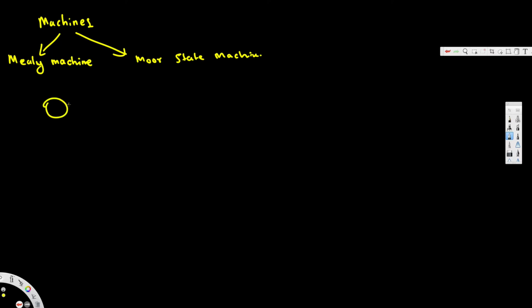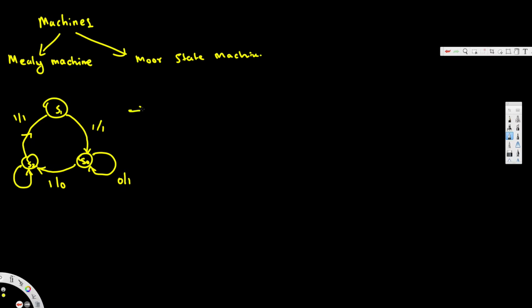Okay, machines. We have two types of machines. One is Mealy machine, and the other one is Moore state machine. Now let's go ahead and draw the Mealy state machine. It's S1, S2, S0 right here. This one is 1, 1, and then 1, 1, 1, 0, 0, 1.